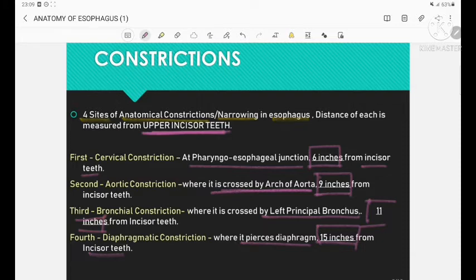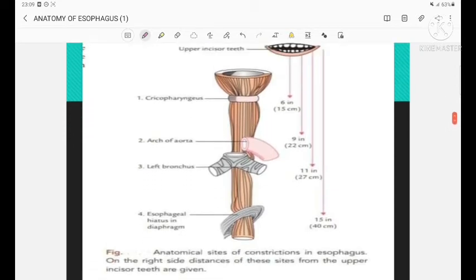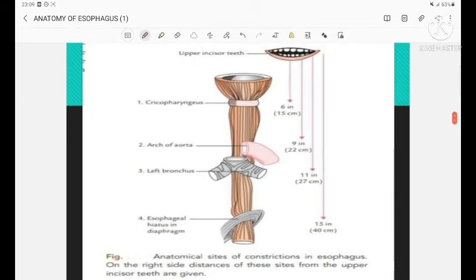So the distance of each constriction from the upper incisor teeth are 6 inches, 9 inches, 11 inches and 15 inches respectively. These are the four constrictions. First cervical, second aortic, third bronchial, and this is the fourth.